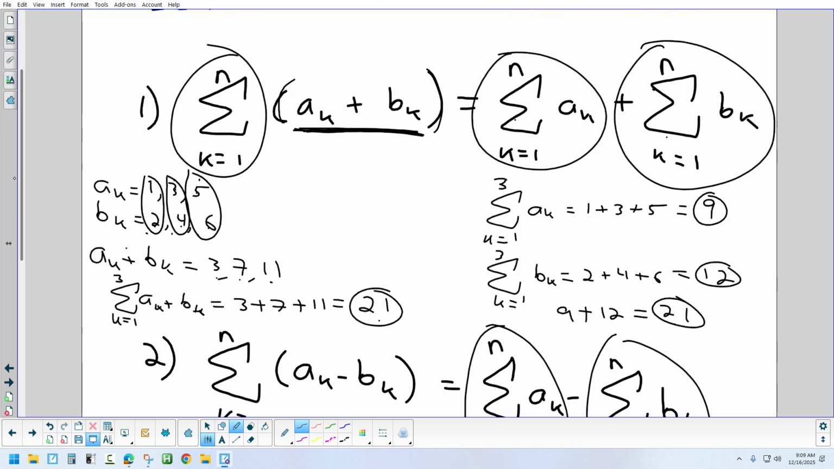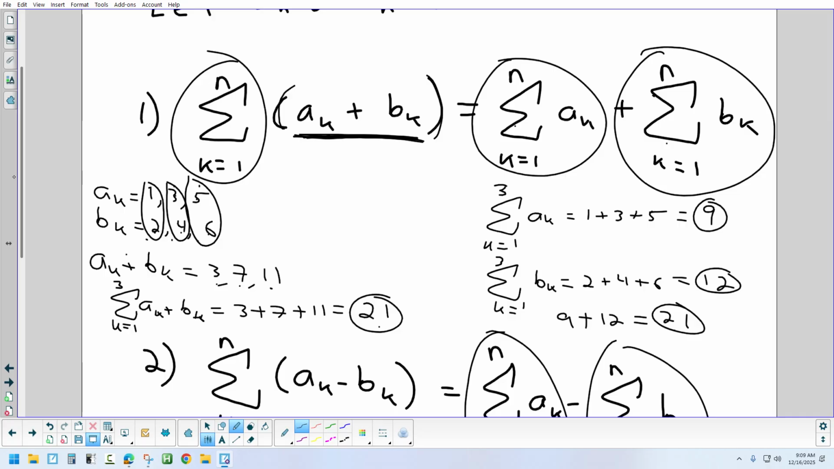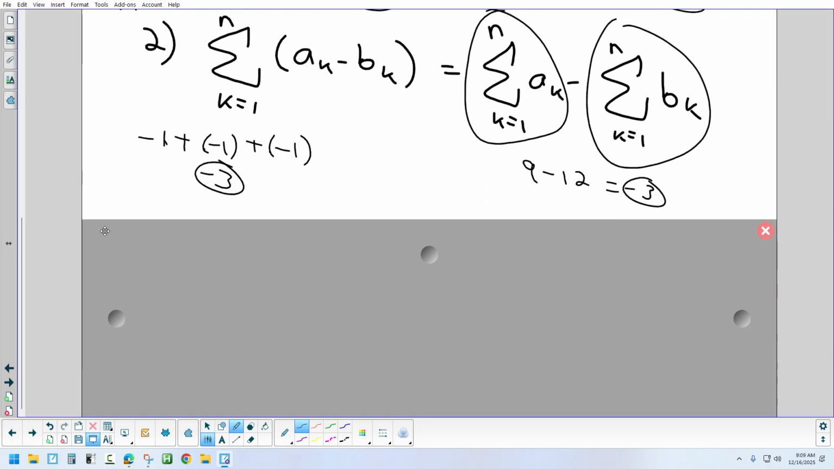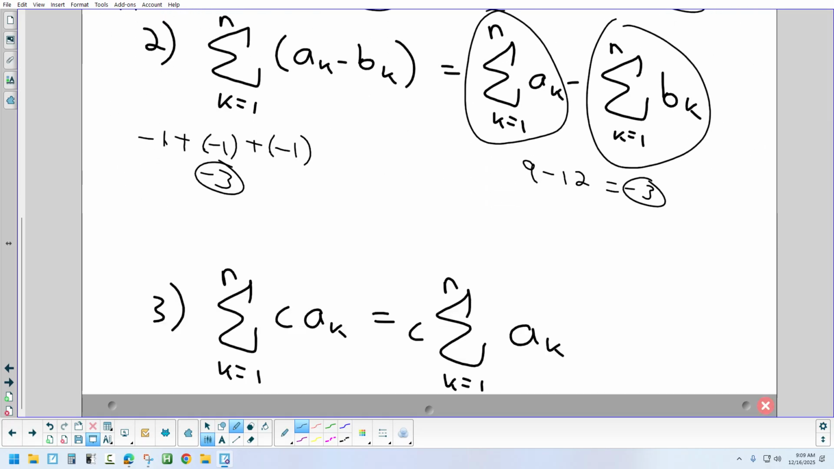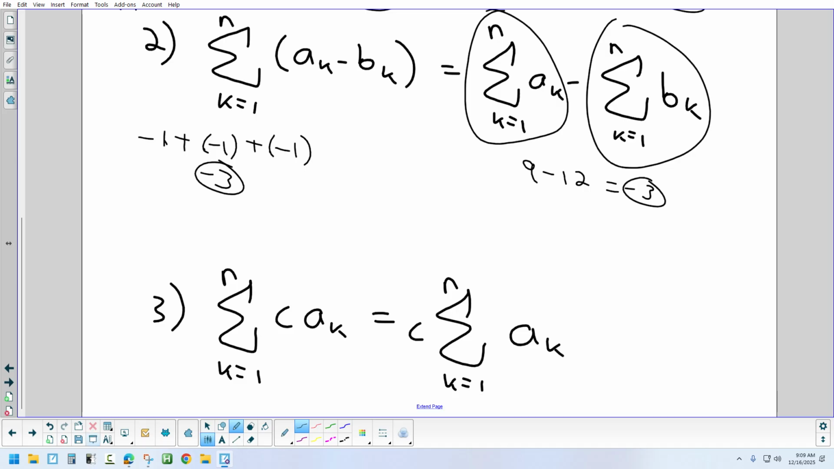Okay, so rule 1 is for adding two sequences together. Rule 2 is for subtracting. And rule 3 is for multiplying a sequence by a constant. Okay, this I'll do out.